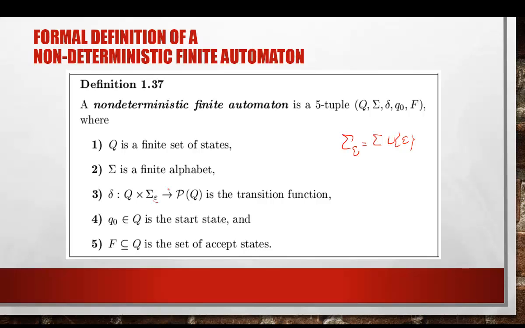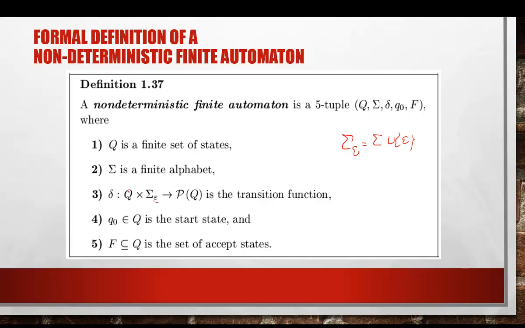Q sub 0 is one state out of the set of states that is labeled as the start state. That's the state where your NFA starts its computation. And F is a set of accept states, which is a subset of the finite set of states that your NFA has. So this is the formal definition of an NFA. Very similar to a DFA with two differences, and those two differences are effectively in the transition function, the way that your NFA transitions.